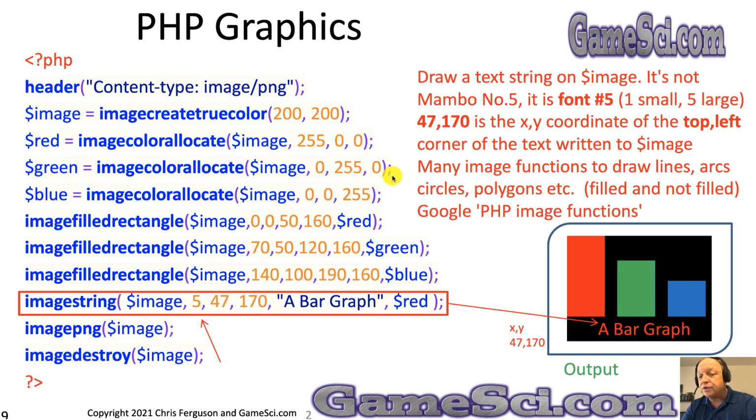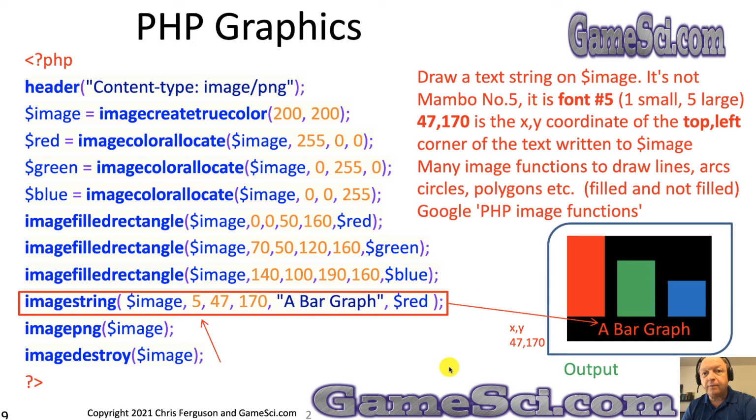Many image functions draw lines, arcs, circles, polygons, etc., filled or not filled. If you Google PHP image functions, you'll learn all sorts of different functions are out there for drawing on your canvas.